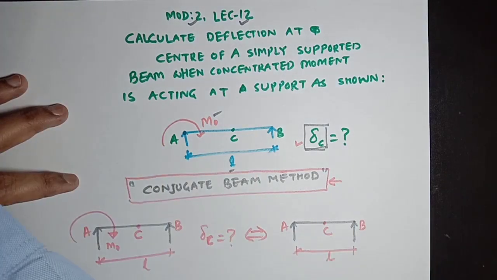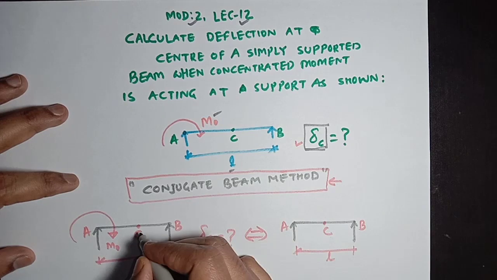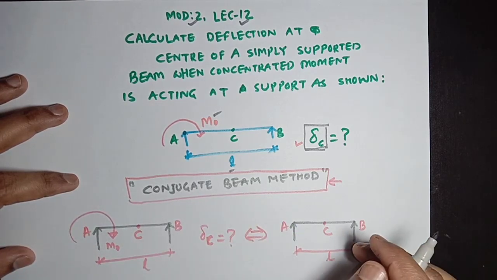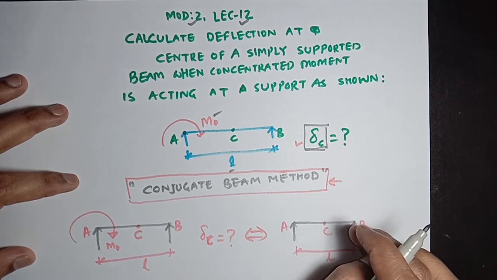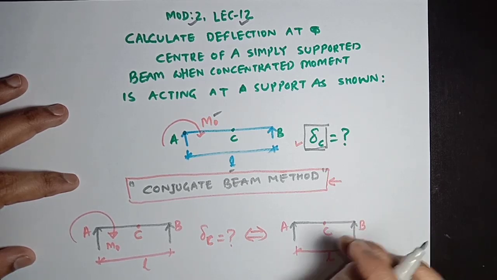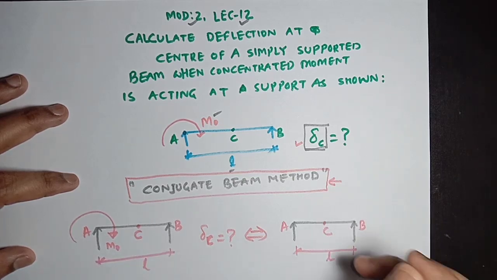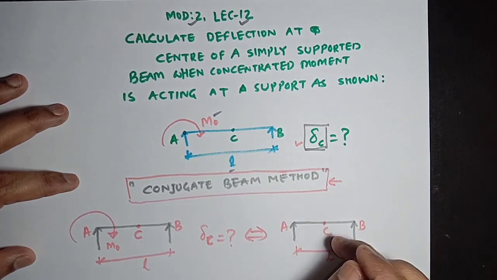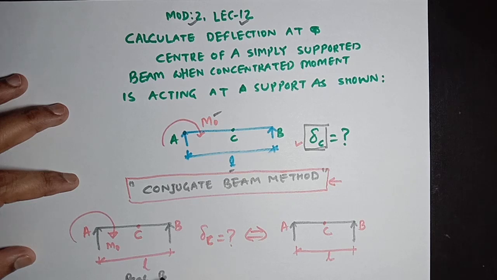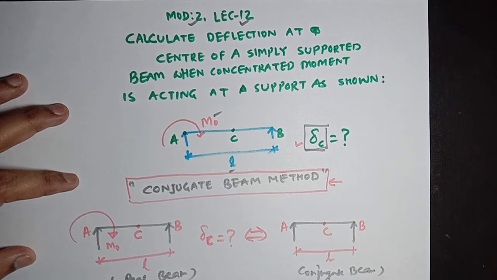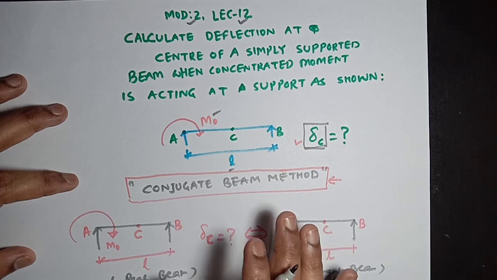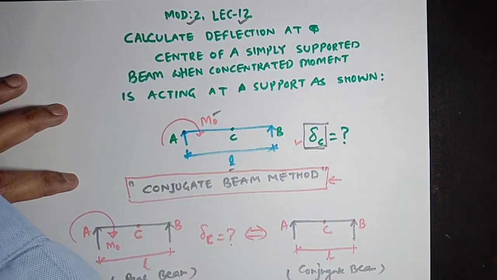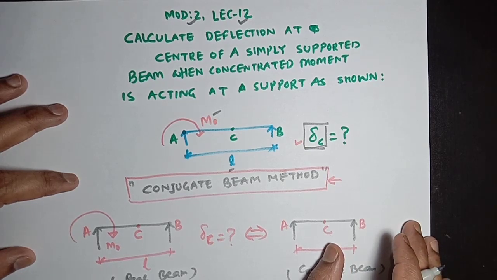For finding the deflection at any point of a real beam, we need to find the bending moment at the same point of the conjugate beam, and that bending moment will give the deflection at the same point of the real beam. Here our subject of analysis is to find the deflection at point C, so we need to find the bending moment of this conjugate beam. This is the real beam, this is the conjugate beam. To understand how the conjugate beam is formed for a real beam, you need to go to any textbook. Here I am not going to discuss that at all.